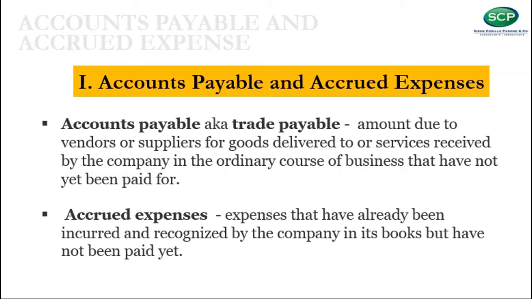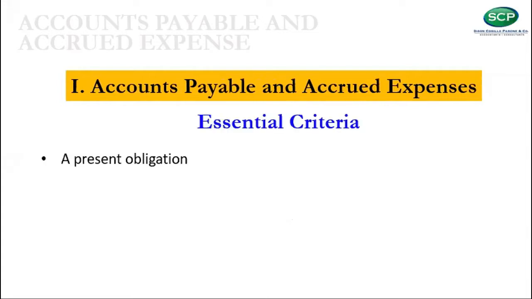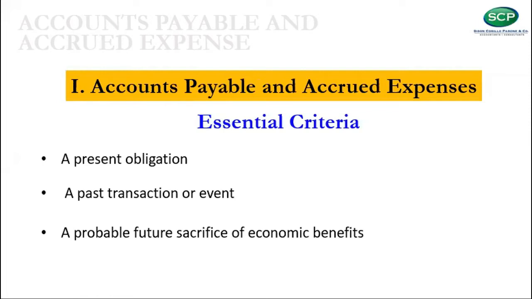Accounts payable and accrued expenses have three essential criteria, which are: 1, a present obligation; 2, a past transaction or event; and 3, a probable future sacrifice of economic benefits. So present, past, and future.